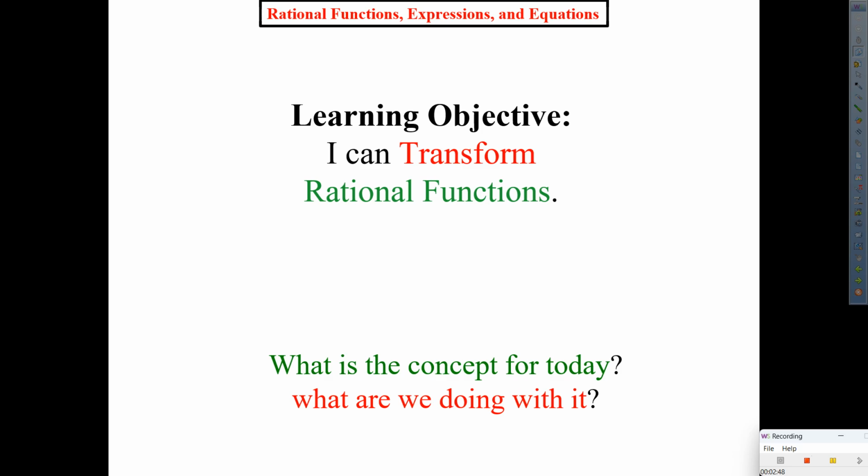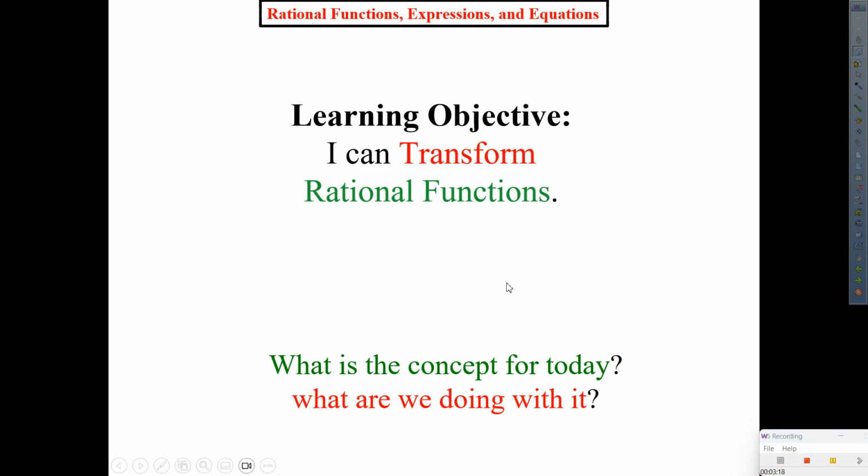All right, y'all ready? Franco, you ready? Let's go. Mariah, you good? All right. Here we go. I can transform rational functions. So we're still in the middle of transformations, rational functions, but today I'm going to introduce a new parent function for rationals. And then we'll go from there.